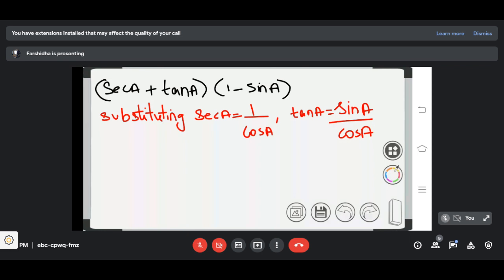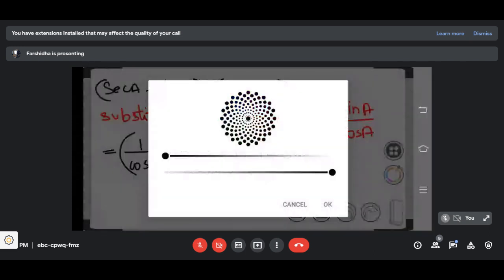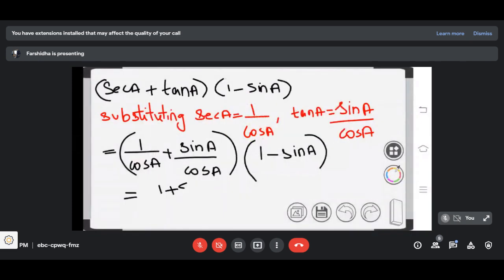See here, since the denominator is cos A and cos A, I can write it together. 1 by cos A plus sin A by cos A, I can write as 1 plus sin A by cos A, denominators are same. Equal to 1 plus sin A divided by cos A into 1 minus sin A.